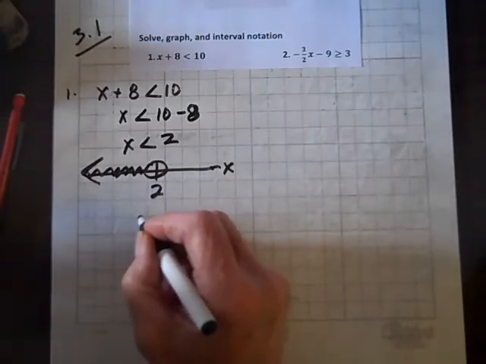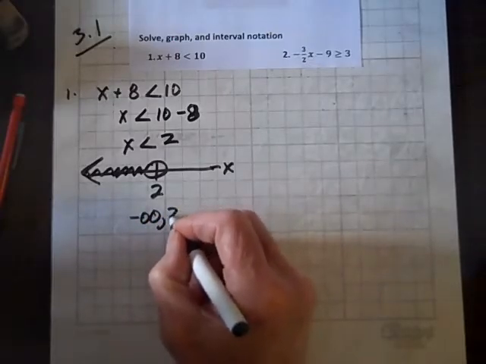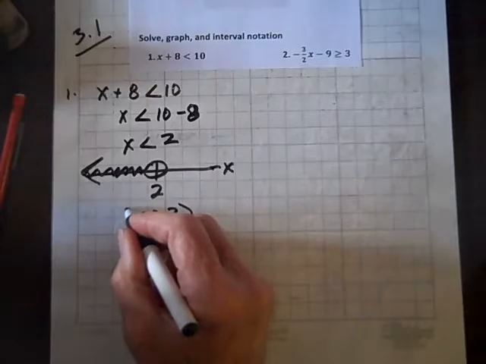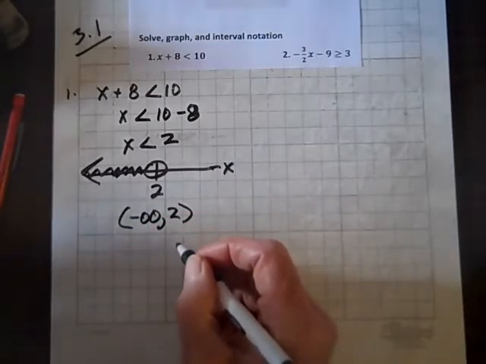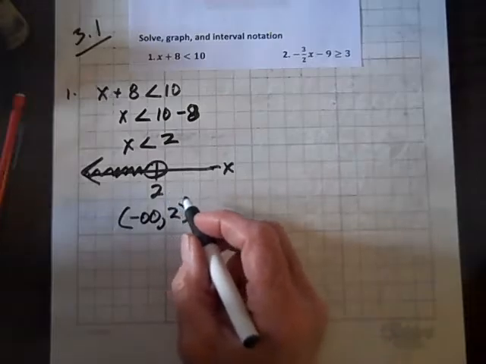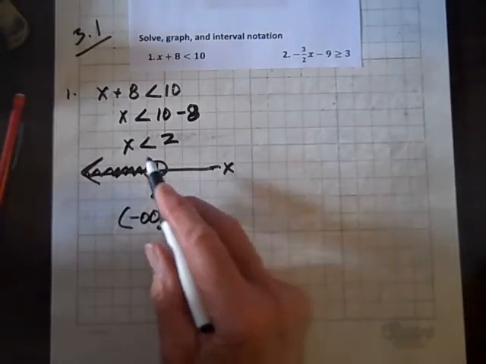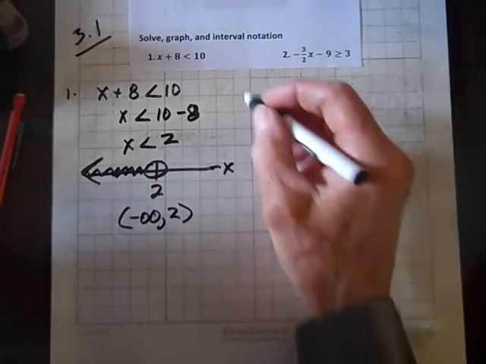And in interval notation, that's negative infinity, and 2 in parenthesis and parenthesis. Now, if there was an equal sign associated with this, we'd put a bracket on this 2, but since there's no equal sign, we'll put a parenthesis.